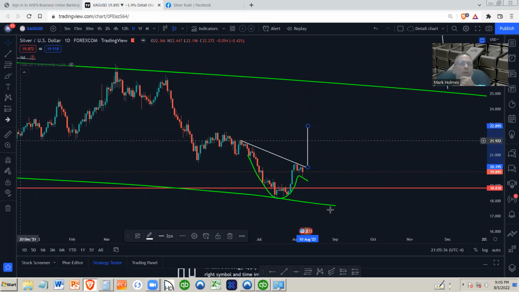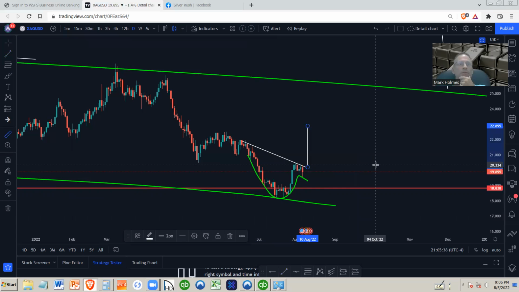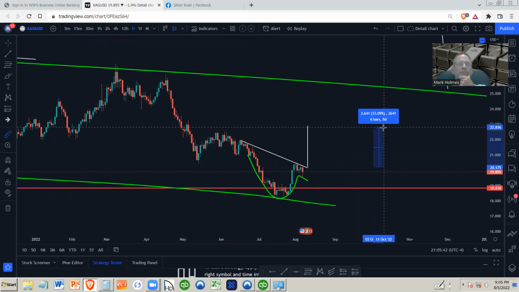So that would be a run of approximately 13%. Okay, so since my last video, where I talked about it bouncing down here, we already ran up 12%. So if it runs up another 13, then we're looking at 25% from here to there.